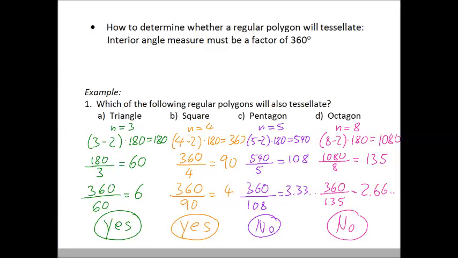So how do we ultimately find out if a regular polygon will tessellate? The interior angle measure must be a factor of 360 degrees. A factor means divide evenly without remainder. So 360 divided by the measurement of the interior angle has to be a whole number.